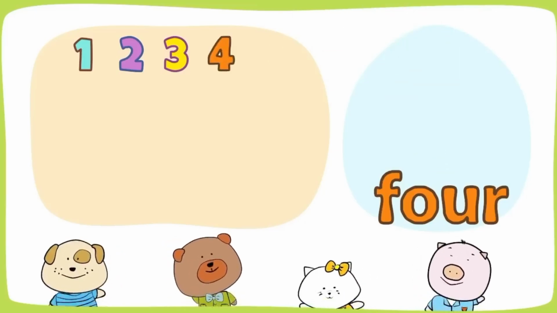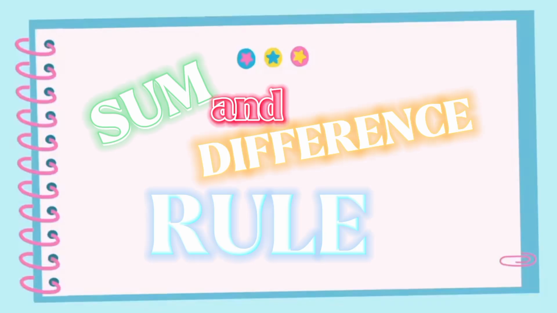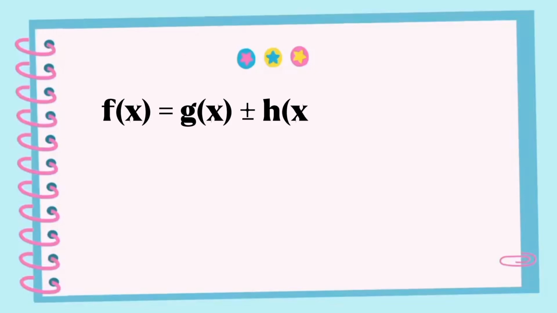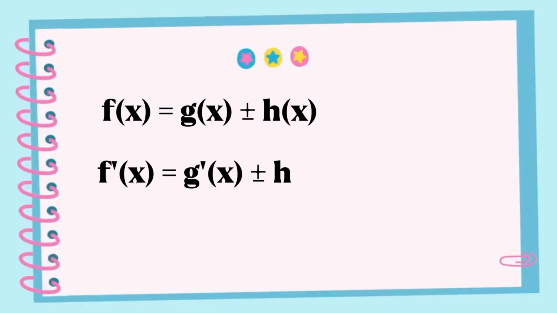Rule number 4. Sum and difference rule. The sum rule and difference rule states that if f of x is equal to g of x plus h of x, and the derivatives of the two functions g and h exist, then f prime of x is equal to g prime of x plus h prime of x.